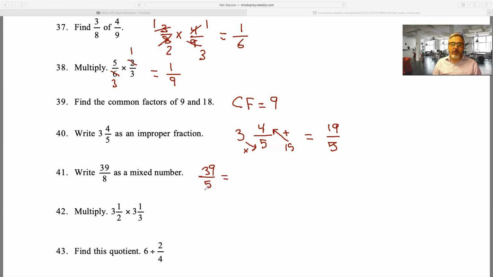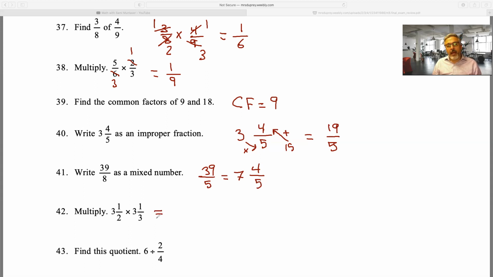What you do, you find out how many times 5 goes into 39. Of course, it's not going to go into it evenly. So 7 times 5 is 35. And 8 times 5 is 40, so you cannot do that. So 7 times 5 is 35. You know there's 4 remaining from 39, and that's what you write as the fraction.